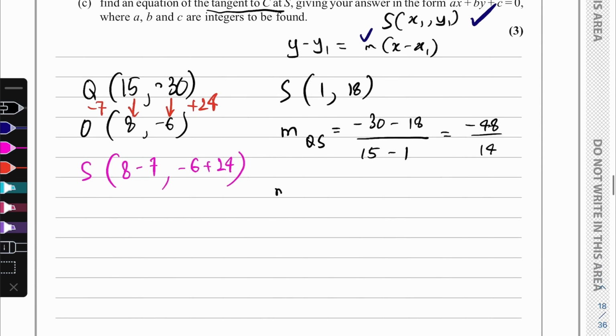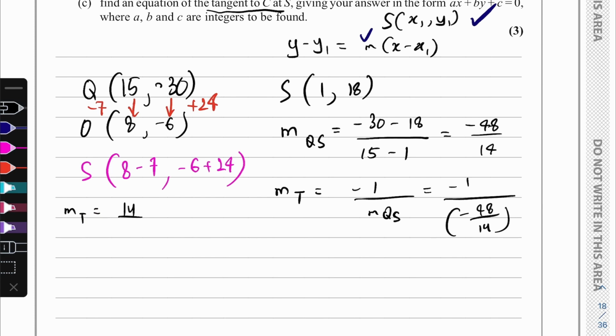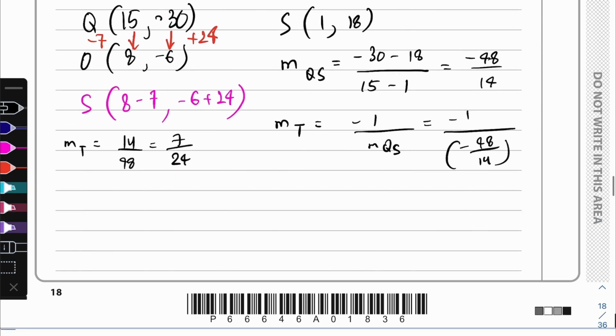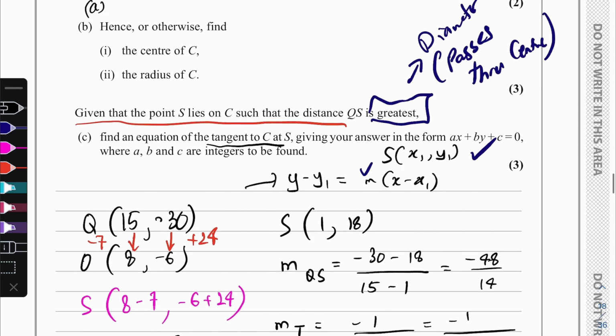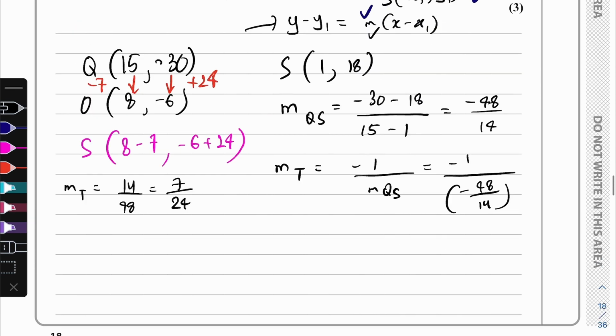So the gradient of the tangent will be minus 1 over m of the normal. So that's minus 1 over the reciprocal, minus 48 over 14. So the gradient of the tangent is the other way around, 14 over 48. And because we know it's negative divided by negative, it'll be positive. So this is 7 over 24. Now all we have to do is substitute all these values in. We know what the m is now.